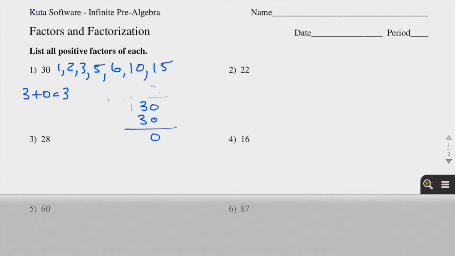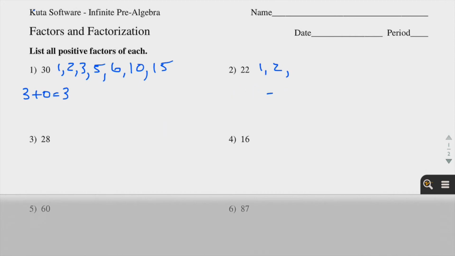Okay, number 2. Checking for the number 1, we already know 1 is going to go into it. Check for 2. Because 22 ends in a 2, we know that 2 goes into it because it's an even number. Checking for 3, 2 plus 2. Again, we add the digits up, we get 4. 3 does not go into 4 evenly, so 3 is not a factor of 22.